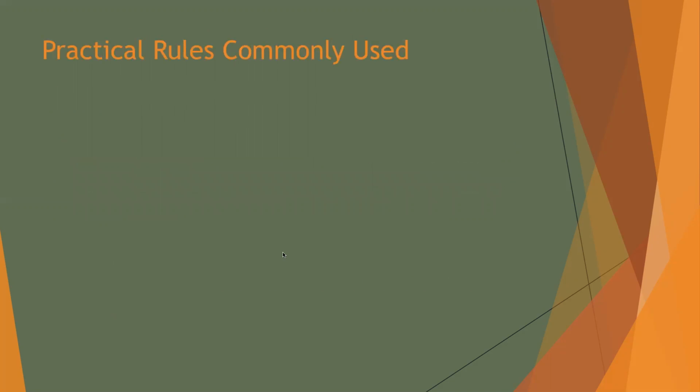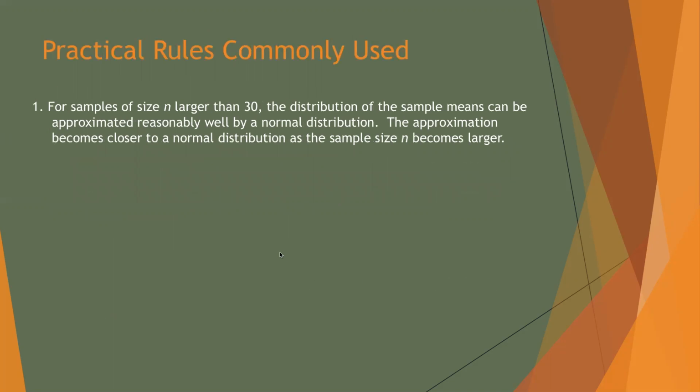So, some practical rules. For sample size n larger than 30, the distribution of the sample means can be approximated reasonably well by a normal distribution. Obviously, as n gets larger, it becomes even more so. In fact, when we see the student t distribution, you'll see that once the degrees of freedom get very large, the values at the bottom of the table are very similar to a normal distribution. Right now it might not make any sense, but I'll show you that in a later video.